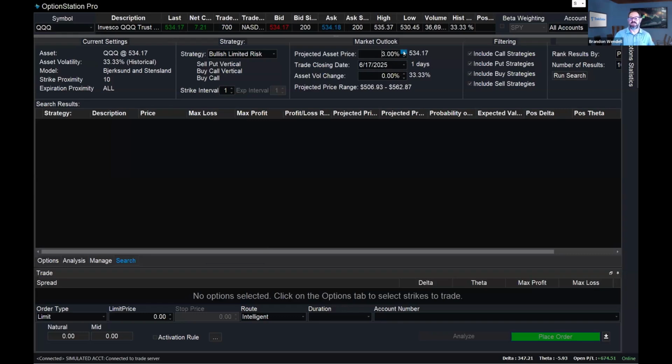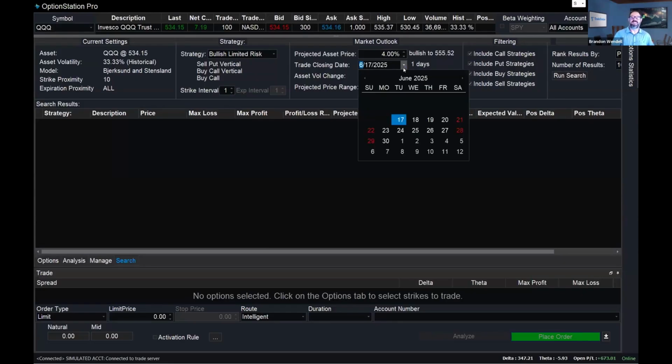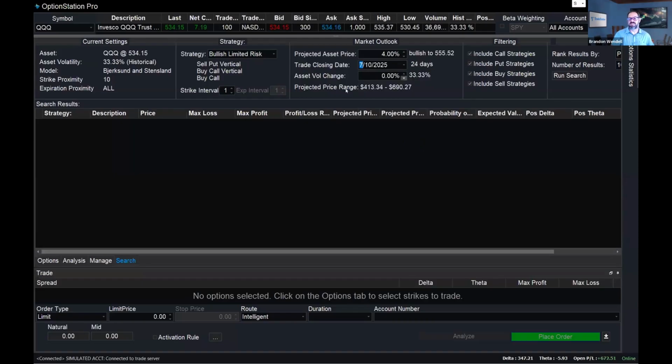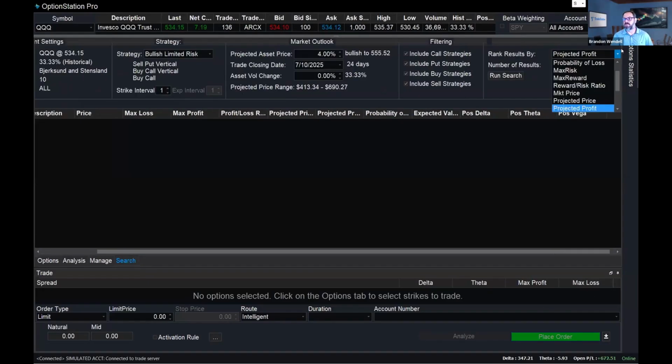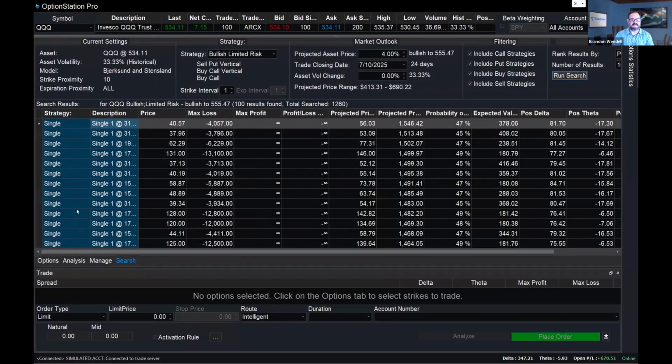It shows in percentages, but it's very nice that it will actually show you the price next to it as well. When are you expecting this to close? How long are you expecting to be in this particular position? I'll actually do an example in a little bit. And volatility: are you expecting a volatility change? Because again, that's going to affect price in the future. You can filter out certain strategies, and you can actually search by different features. Let's just run the search for now with this, and it'll come up with these examples.